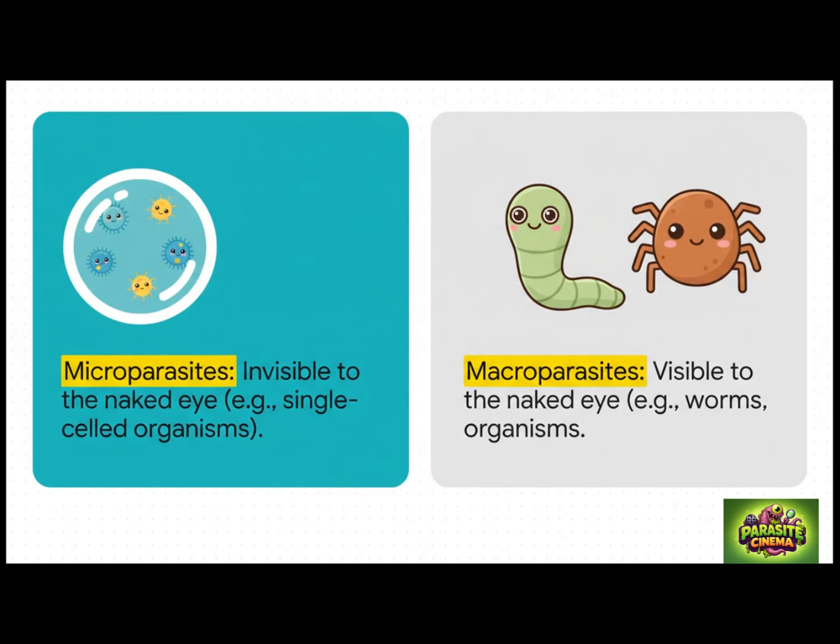The best way to start is with a really fundamental difference: size. Can you see it or not? On one hand, we've got the microparasites. These are the invisible invaders. On the other hand, we have the macroparasites, the ones that are actually big enough to see. This simple distinction is our first and most important tool for sorting out the huge world of parasites.